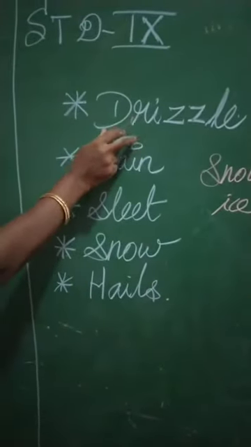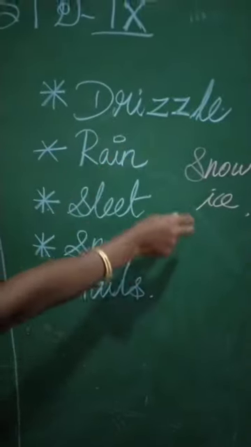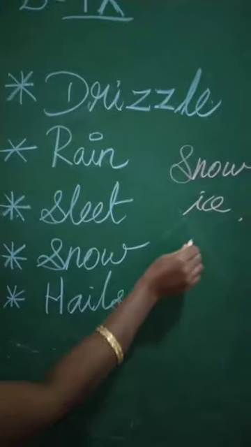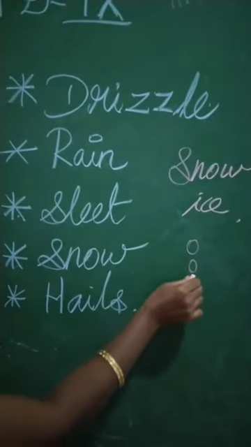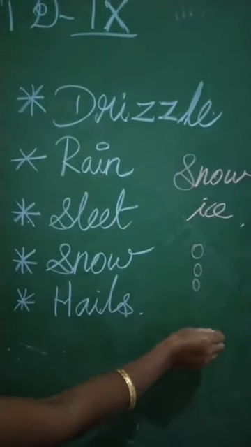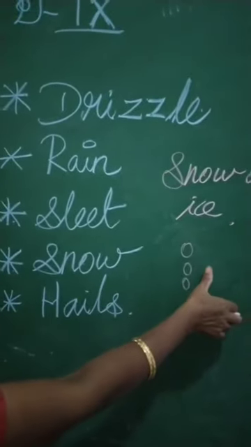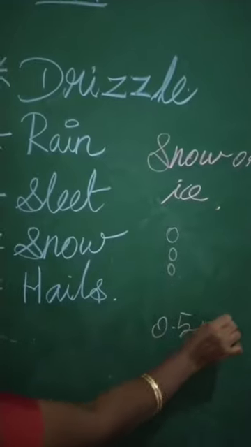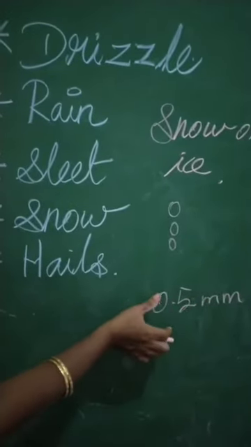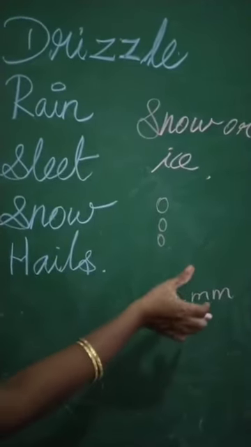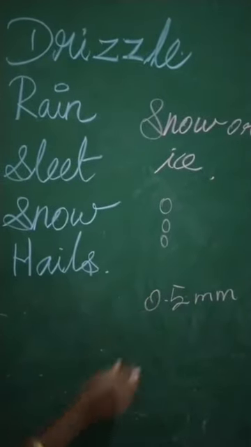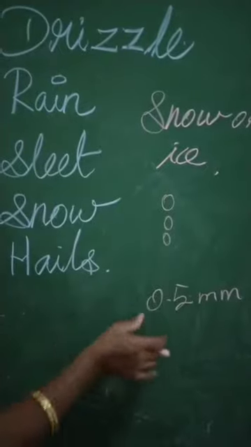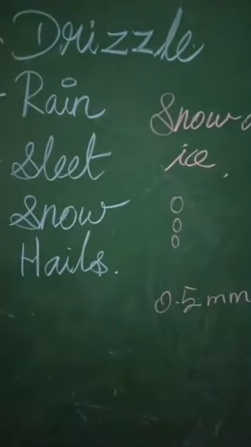Students, now drizzle. Falling as numerous uniform minute droplets of water with a diameter of less than 0.5 millimeter is called drizzle, from low clouds. Sometimes drizzles are combined with fog and hence reduce visibility.